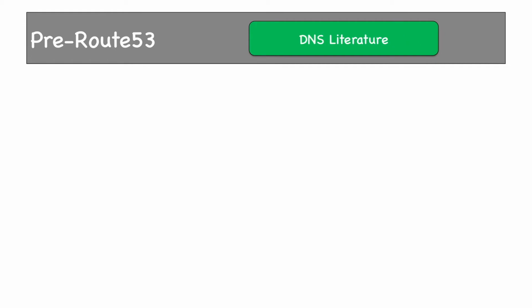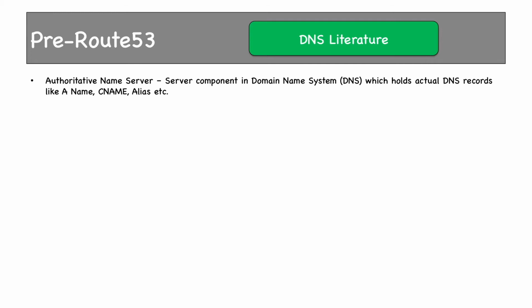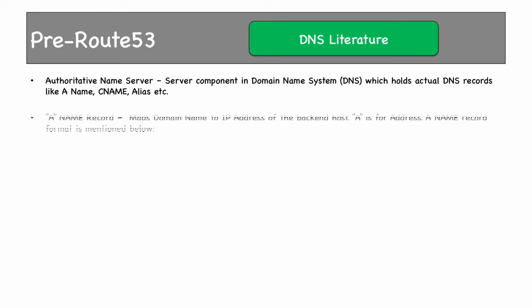Now we'll talk about some DNS terminology which is very important when you start working on Route53. Authoritative name server. It is a server component in the domain name system which holds actual DNS records like A, CNAME, Alias, etc. It contains the actual mapping, as I said earlier, between your domain name and IP address. An A record maps your domain name, the front-end domain name, with back-end IP addresses. A is for address. A record is for IPv4 addresses only. There is one more similar record type which is called AAAA record, and that is for IPv6 addresses.